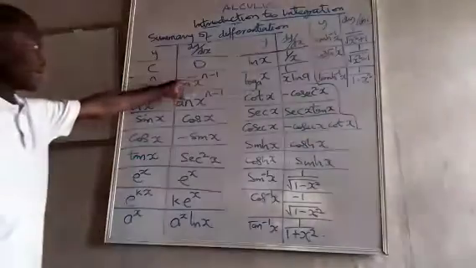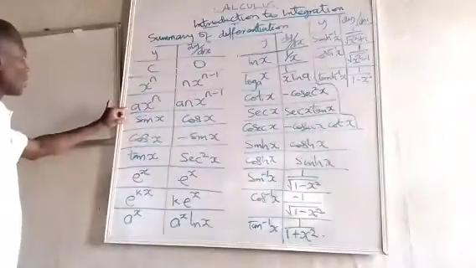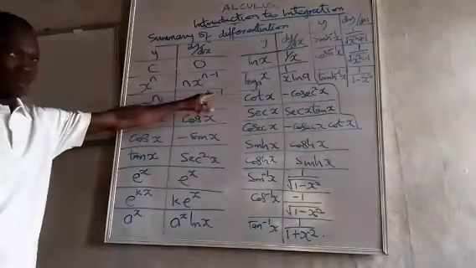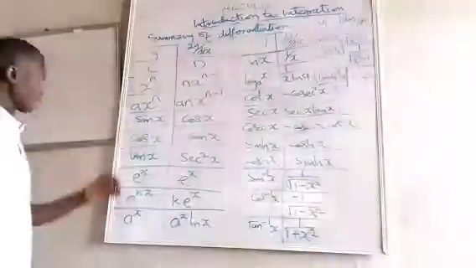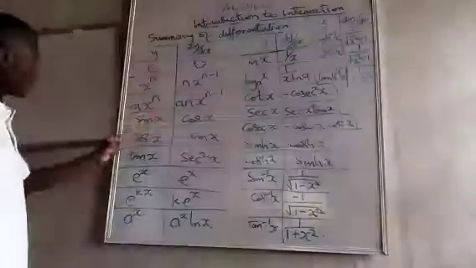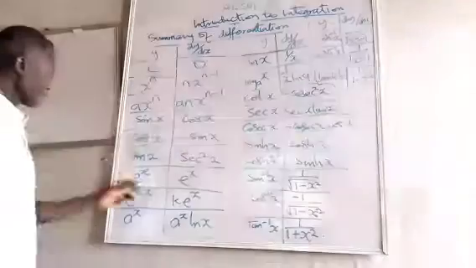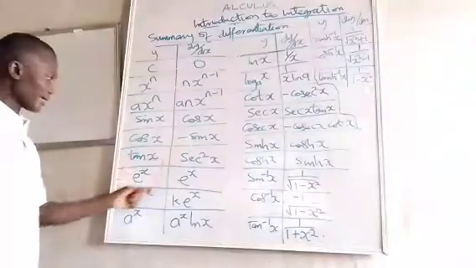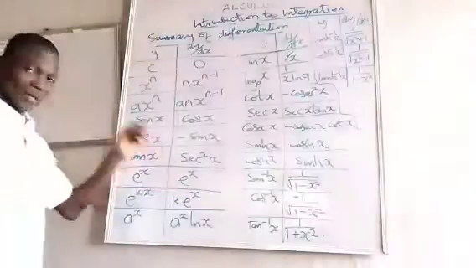The derivative of x raised to power n is n x raised to power n minus 1. The derivative of a, where a is a constant, is zero. The differentiation of sin x is cos x. For cos x, we have minus sin x. For tan x, it is sec squared x. For e raised to power x, it is e raised to power x.